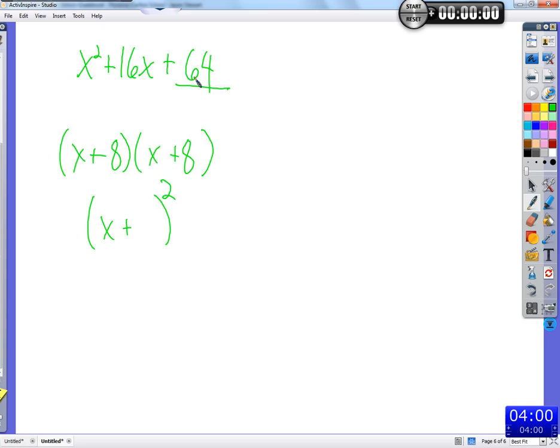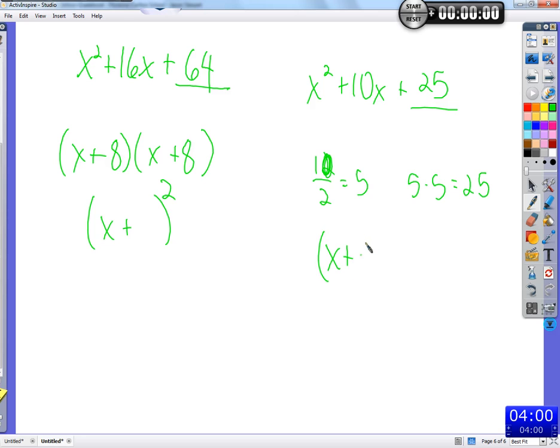So here, let's work out a quick example using that shortcut. The shortcut says that this number right here will be just half of that number, so we'll just take 10 divided by 2, that's 5, and then we'll take 5 times 5, and that's 25. That's significant because what we want to do is have it factor.